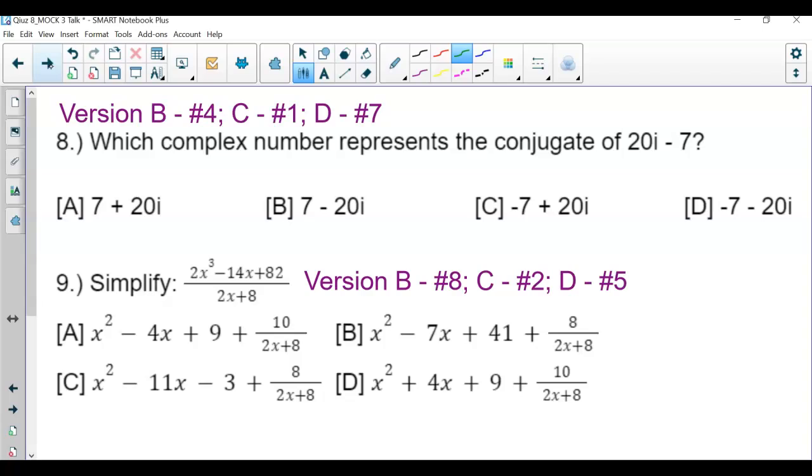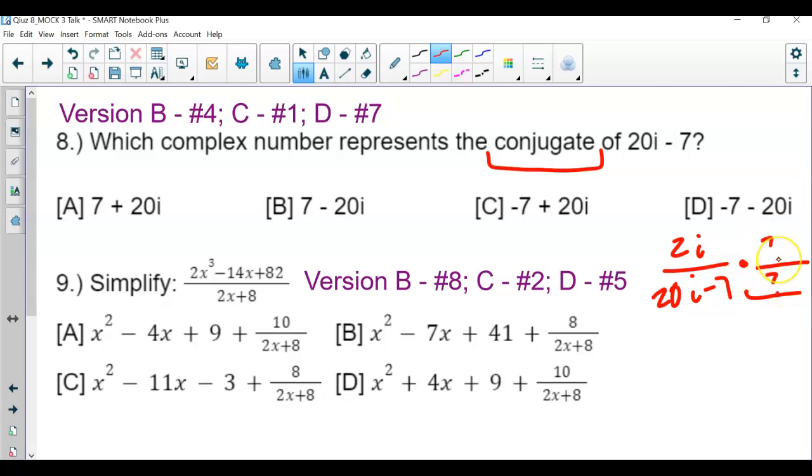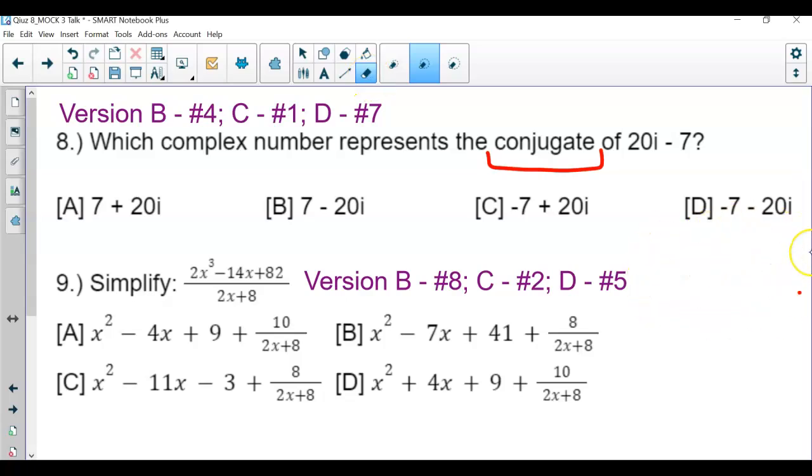Question number 8. So what was the conjugate? So remember, guys, the conjugate is when you divide complex numbers. Like if I had 2i over 20i minus 7, we always multiply by the conjugate. So what is the conjugate? That's all this question was asking for. That's it. So remember, the conjugate is just when you change the imaginary part. So all you had to do was change the i.